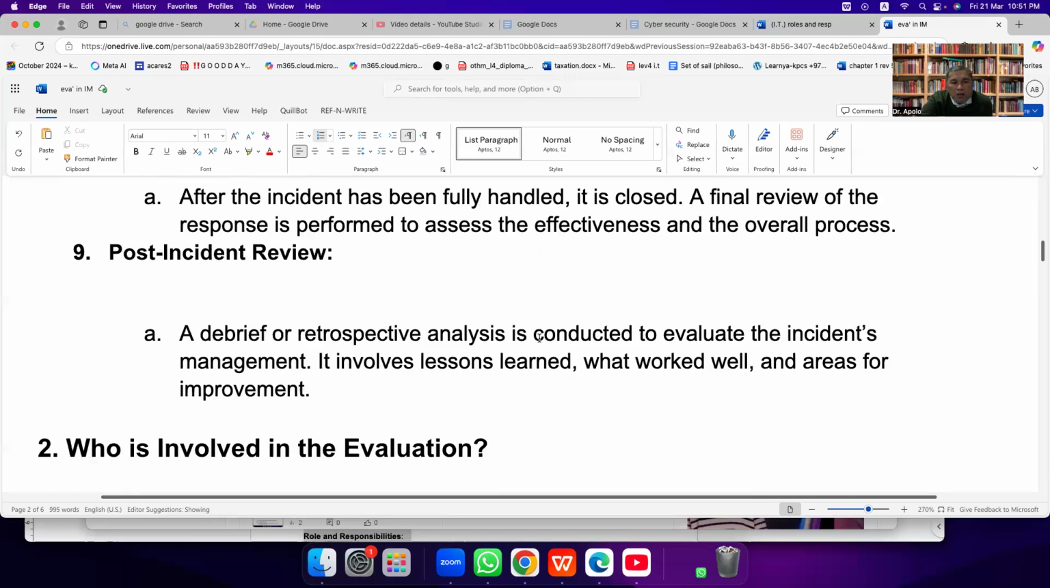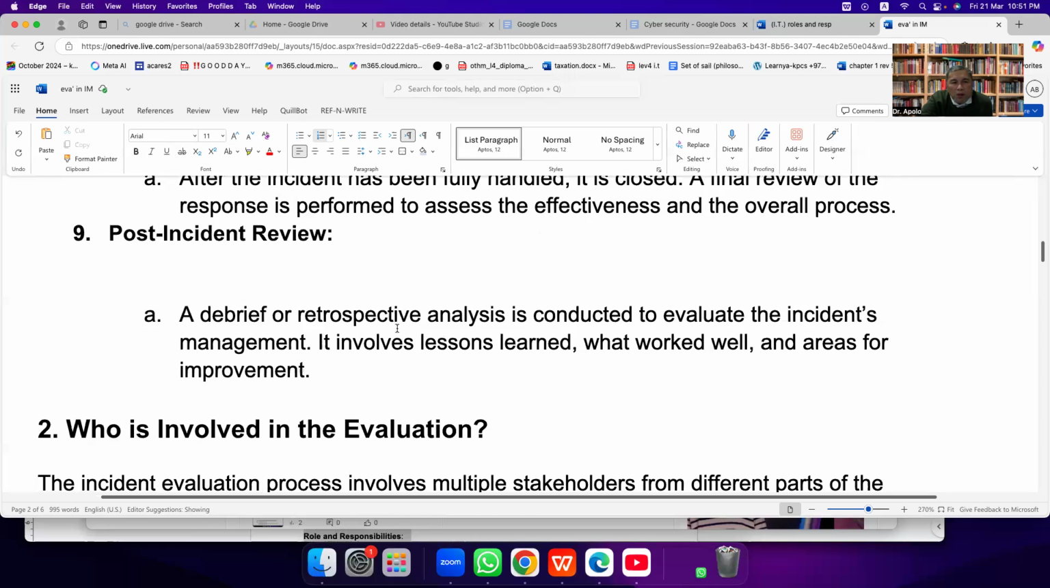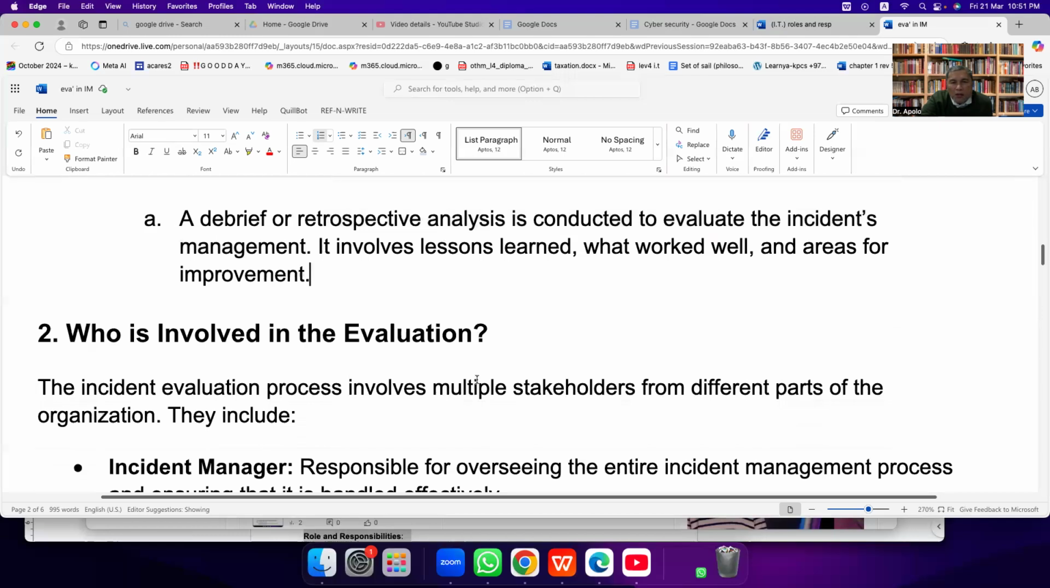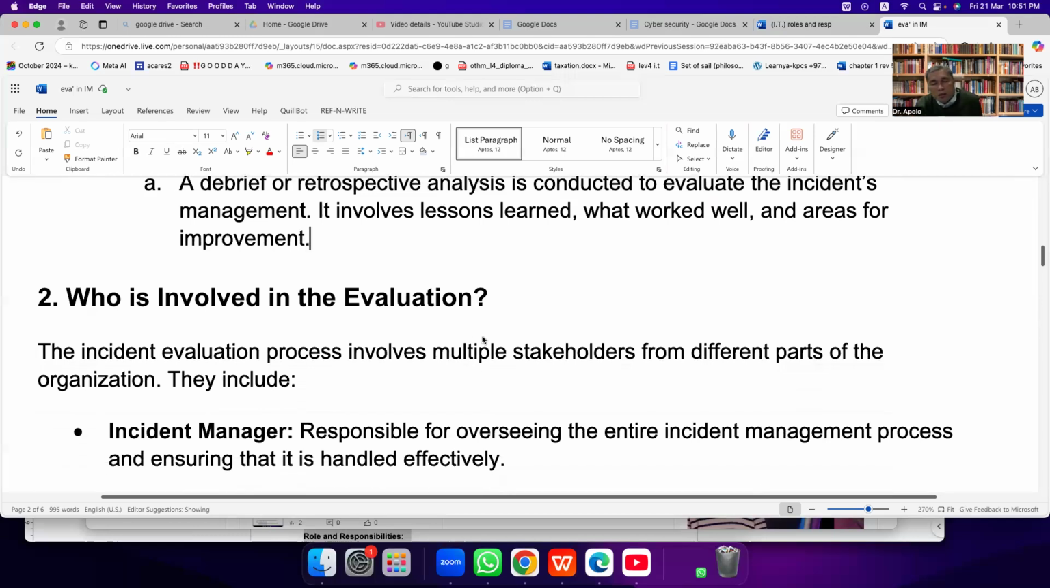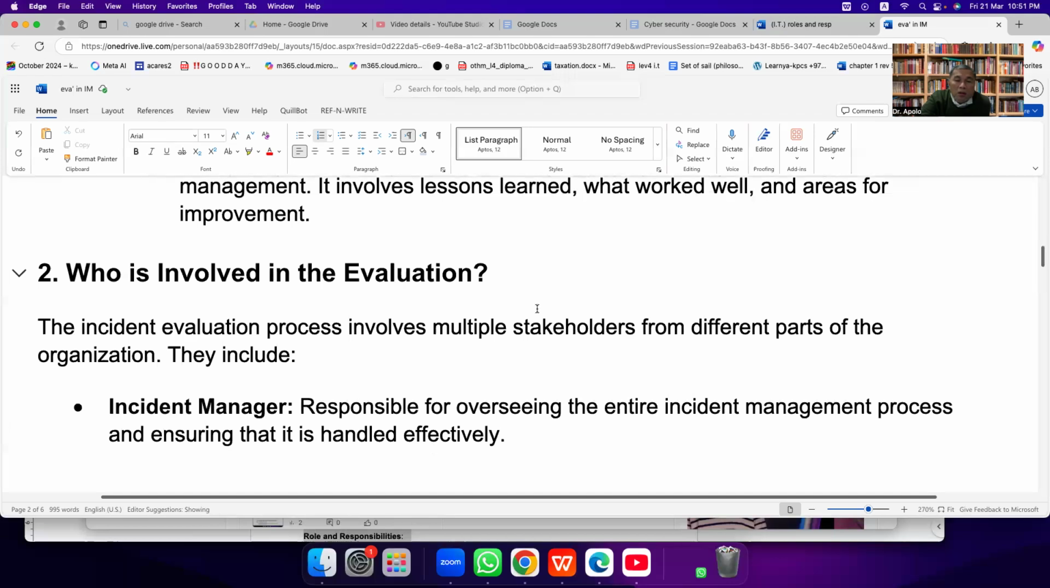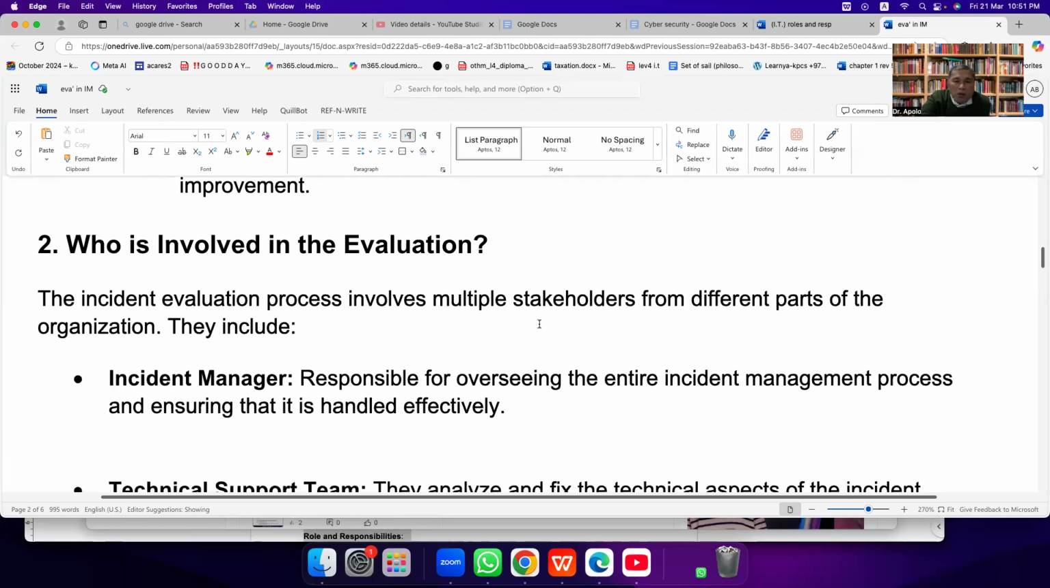They have a post-incident review. A brief retrospective analysis is conducted to evaluate the incident management. This review involves lessons learned, what worked well, and areas for improvement. Usually they learn, and they have to redesign the system again so that it will prevent the illicit or unlawful intruders, the attackers.